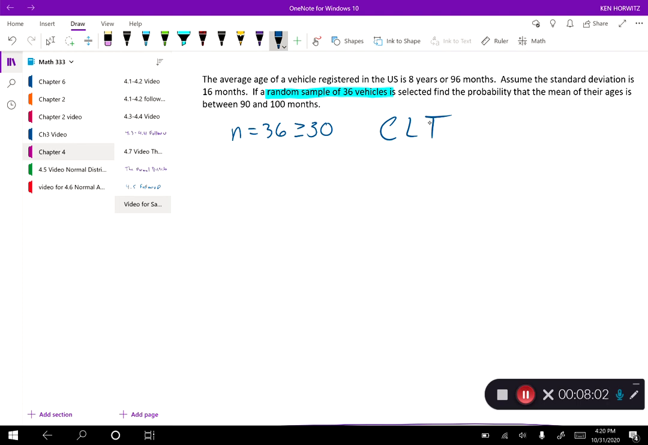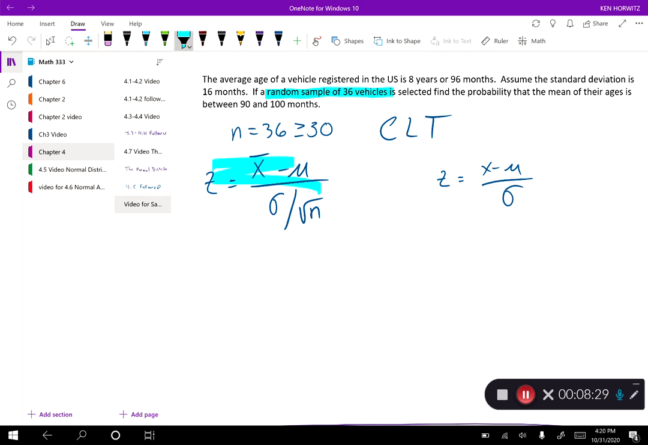formulas. Now, the Z formula for the central limit theorem is going to be x bar minus mu over our standard deviation divided by the square root of our sample size. Right? Slightly different than the regular Z formula. The regular Z formula was just x minus mu over the standard deviation. All right? So we are most definitely using this one.